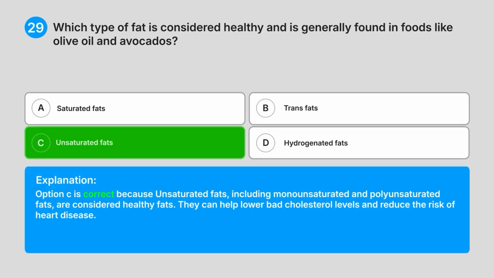Explanation. Option C is correct because unsaturated fats, including monounsaturated and polyunsaturated fats, are considered healthy fats. They can help lower bad cholesterol levels and reduce the risk of heart disease.